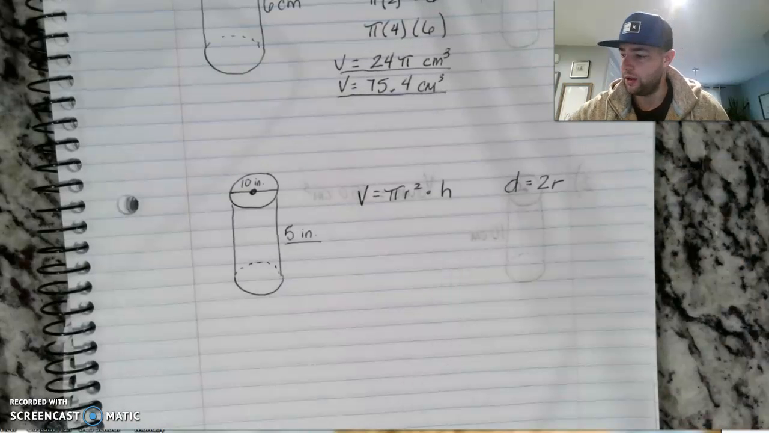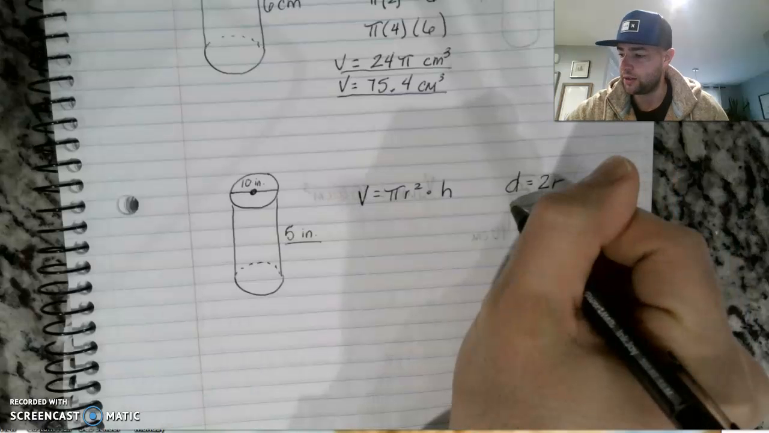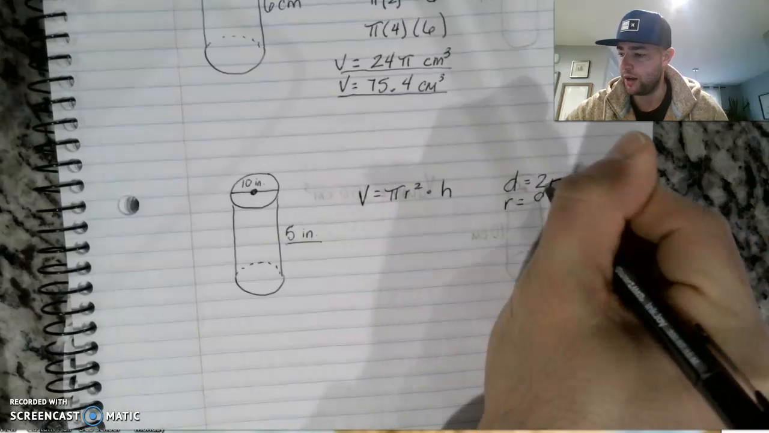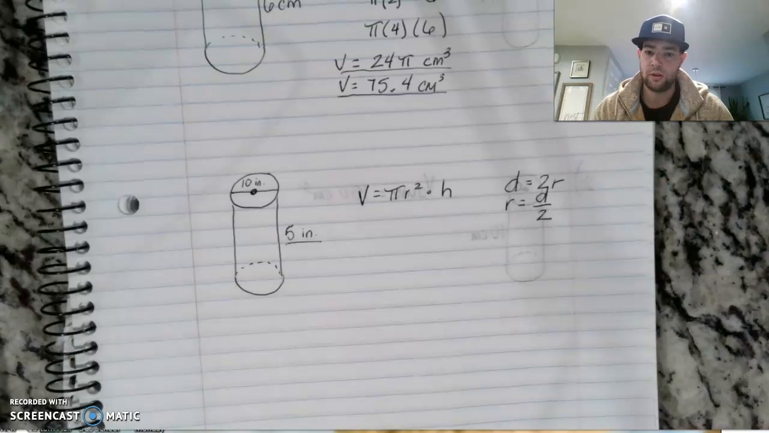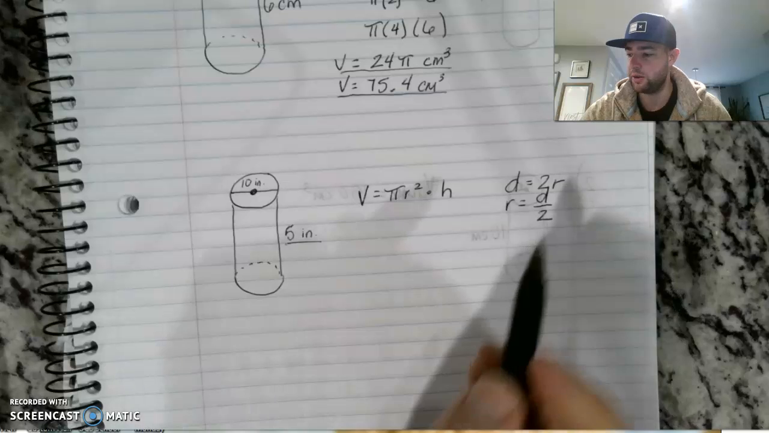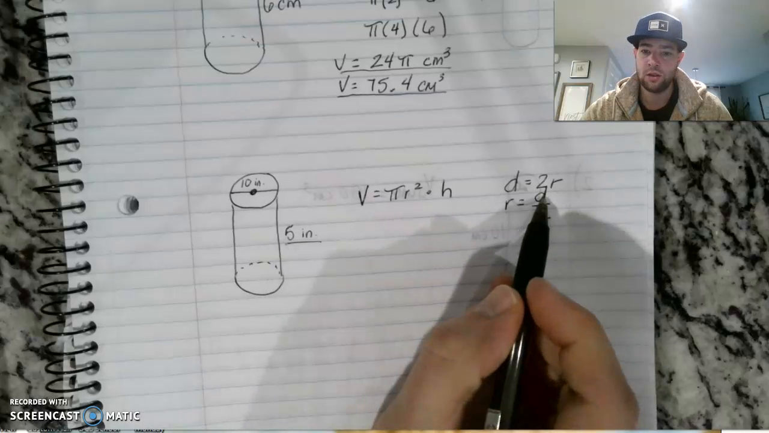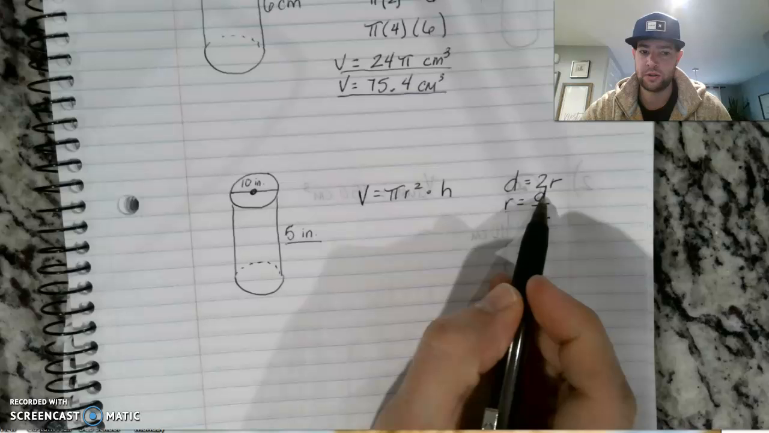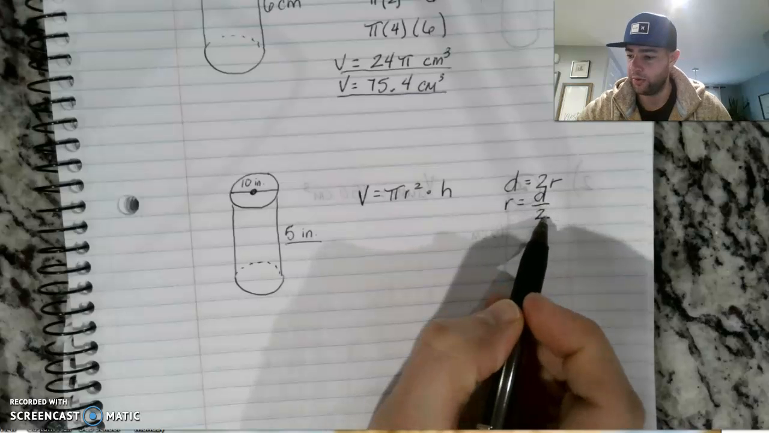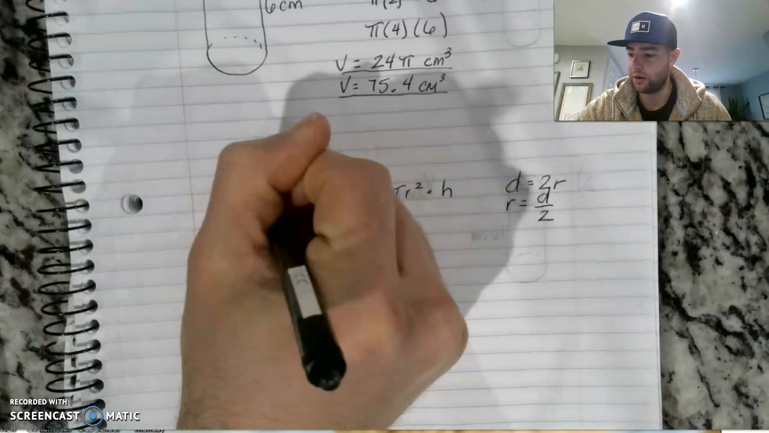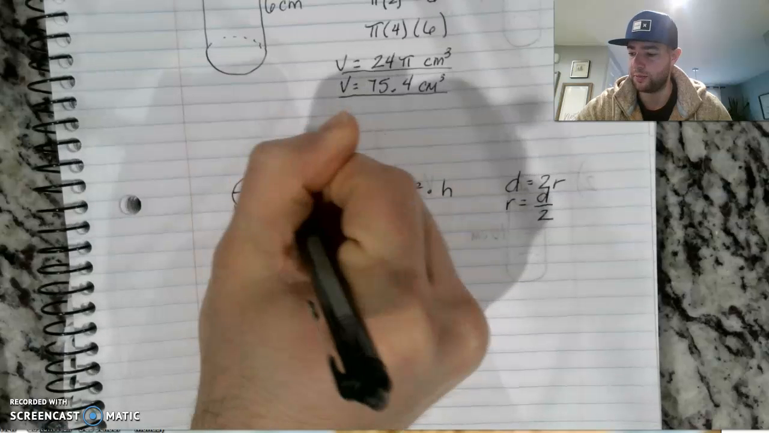So what we then know is that the radius is going to be the diameter divided by 2. So if my diameter is twice as long as my radius, to find the radius, I'm just going to take 10, my diameter, divided by 2, which gives me 5. So I'm going to cross this out, and I'm going to turn it into 5 inches because that's my radius.